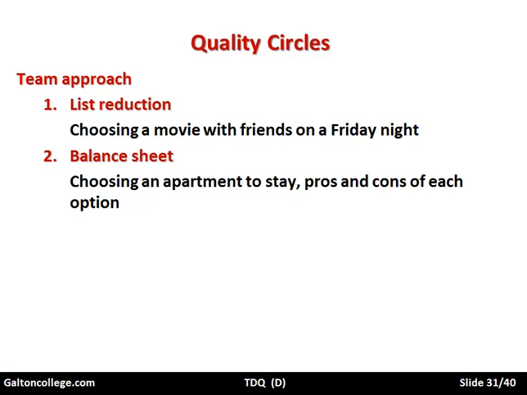Now that decision can be done through talking, through a process. This sounds very formalized in the context of the example I've just given, but it's a type of analysis of the benefits, the costs, the upsides, the downsides of doing one course of action as opposed to the other. The balance sheet, well, choosing an apartment to stay and the advantages and disadvantages of each option. So the quality circle idea is looking at all the pros and cons of a situation.